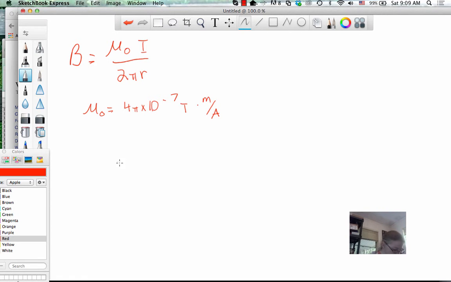Okay, so let's take a look at an example using this. Let's say we have a current carrying wire with a current of 5 amps, and we have point C. It's C because I'm getting this from another problem that has other questions about points A, B, D, and E. Point C is 5 millimeters from the center of the wire.